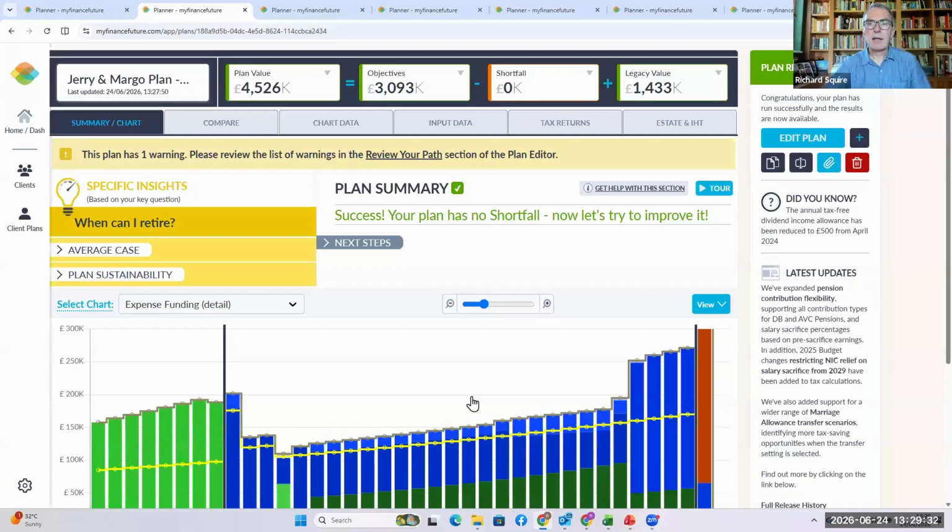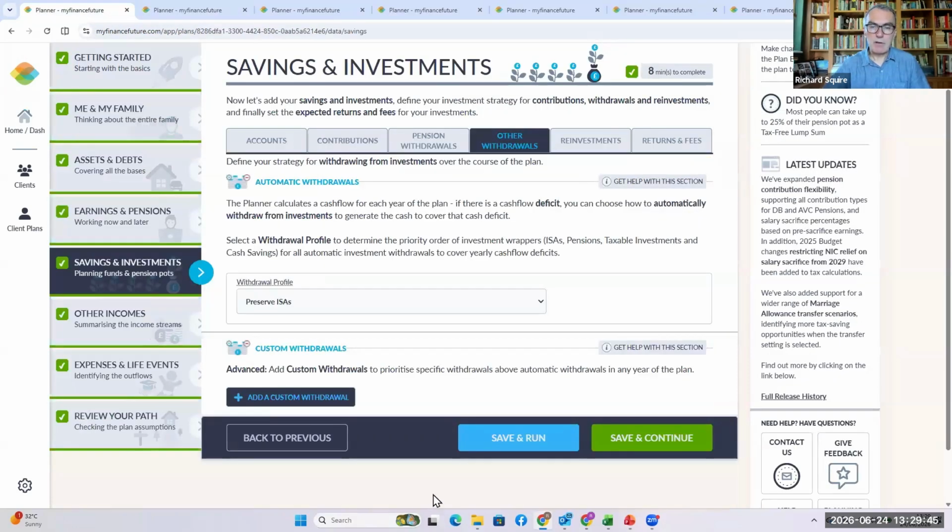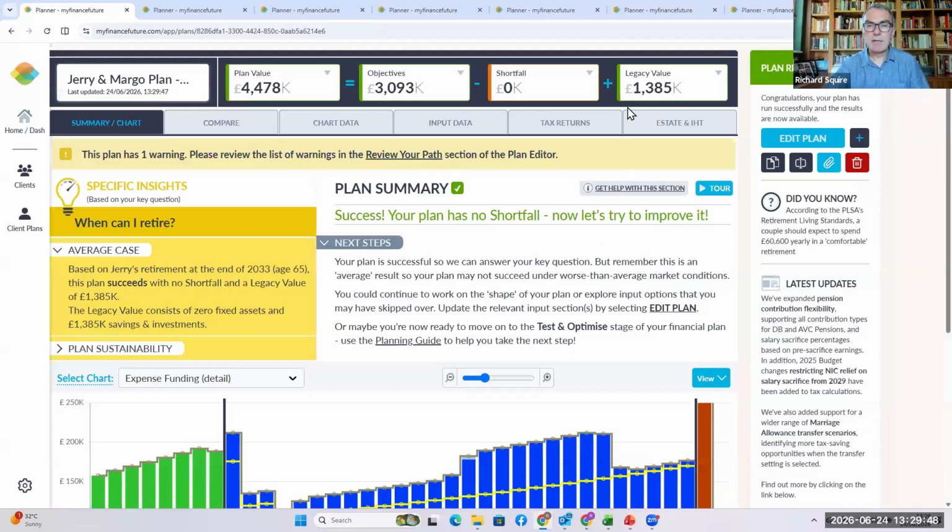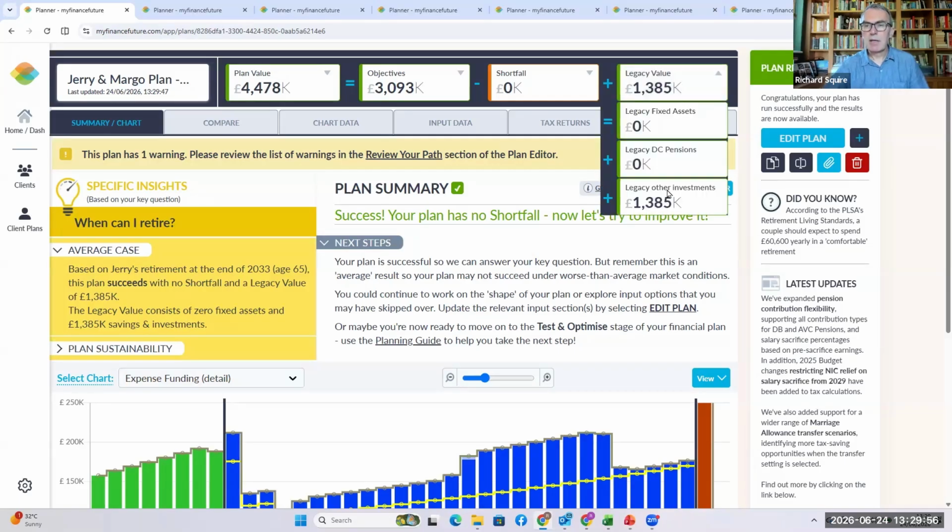So for this plan, it's quite a useful guide to see how the legacy value changes. So how much money they have at the end of the plan and whether that's going up or down as we make changes. So if we go back to the first plan, before we did anything, we had a legacy value of 1.385 million, and that was made up of other investments. And that other investments is essentially the house, post-sale, and any remaining ISAs. We don't have any pensions left. So this is where we started.